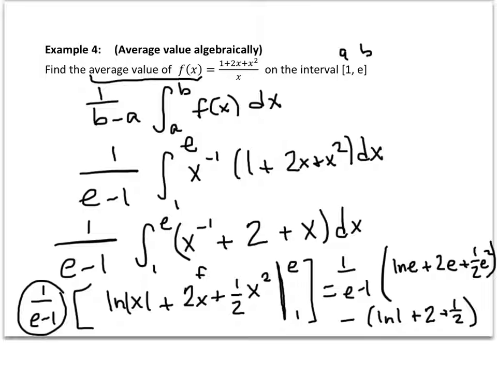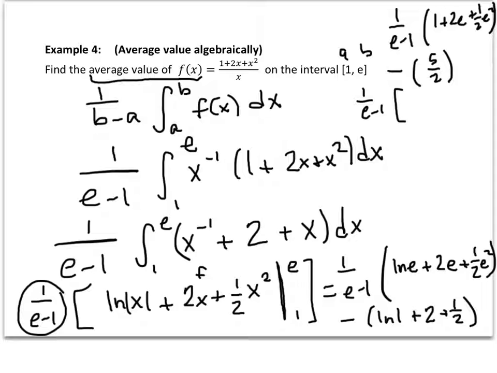And if I do some calculation there, I'm going to kind of go up to the upper right-hand part of the screen there. And so I still have 1 over e minus 1 hanging out here, times the natural log of e is 1, plus 2e, and then plus 1/2 e squared, minus, the natural log of 1 is 0, and 2 plus 1/2 is 5/2. Still have 1 over e minus 1 out there. 1 minus 5/2 gives me negative 3/2 plus 2e plus 1/2 e squared. I could distribute the 1 over e minus 1, but I think I'll just leave it in this format.